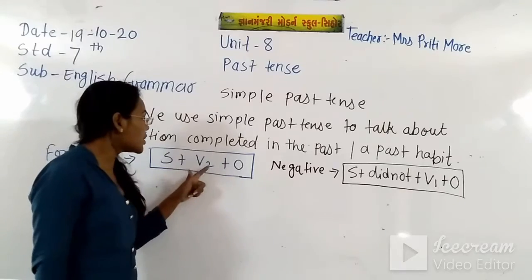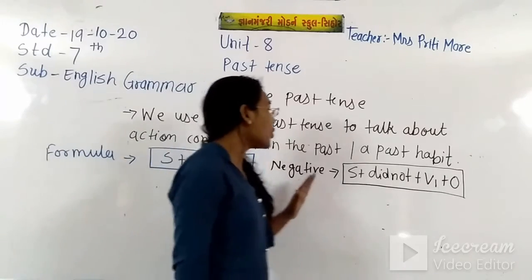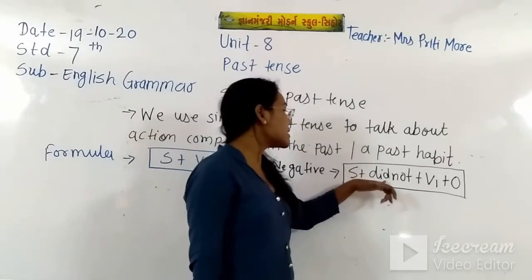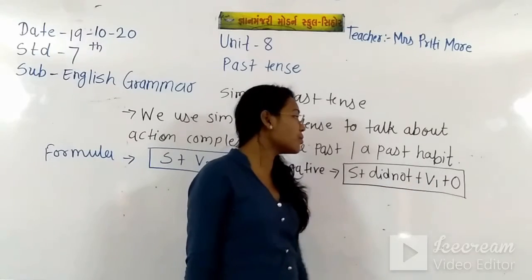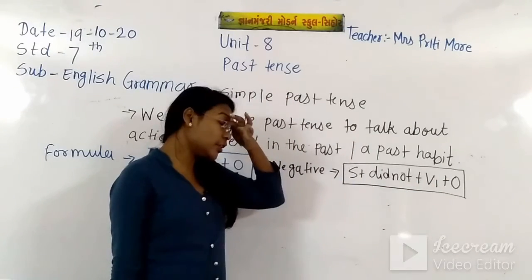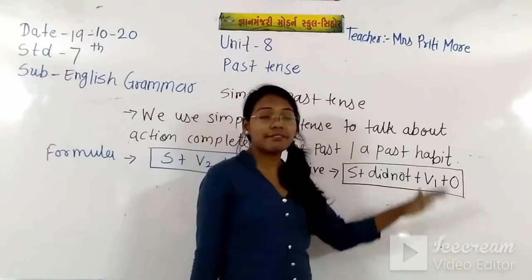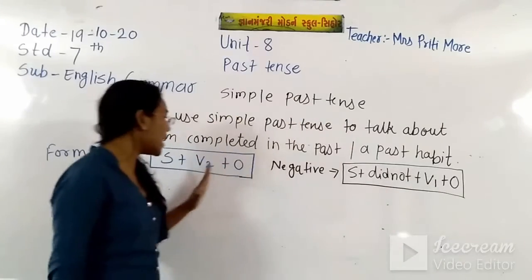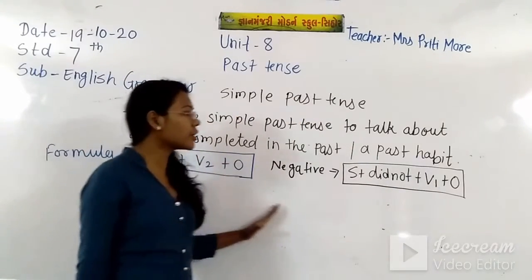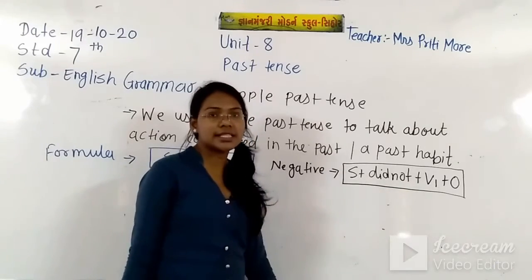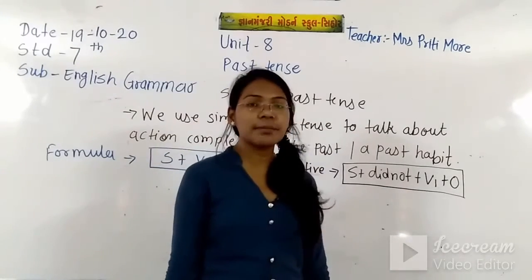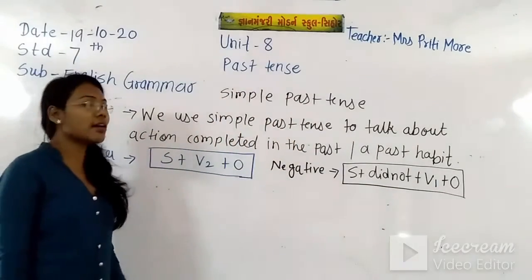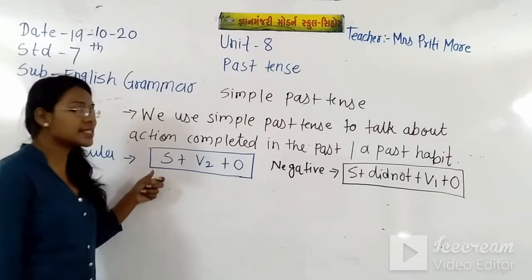We use the second form of the verb, and while making the negative, this is the positive structure, subject plus V2 plus object. For making the negative sentence in simple past we use subject plus did not plus V1 plus object, because here we are using did not, so did plus always V1. If we remove did not from there, the structure will be like this, and if we are adding did not or did, the structure will be like this. For making the negative sentence of simple past we have to use this formula, and for making the positive sentence of simple past we have to use this formula.